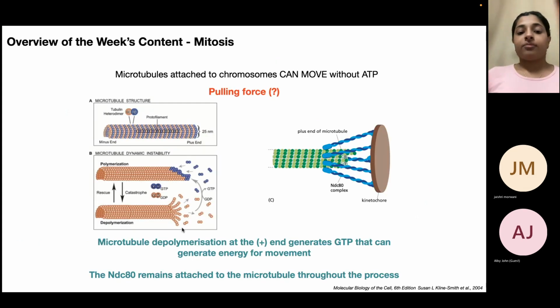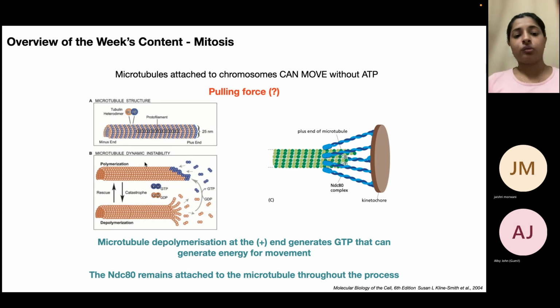However, scientists also observed that even in the absence of ATP, the microtubules can move these chromosomes. So there is again some crucial pulling force that we are missing, and they identified this to be two very crucial properties of the microtubule in itself. The first one is that the microtubule is extremely dynamic. This is what I was mentioning previously, because the NDC80 complex attaches to the lateral region and not to the end of the microtubule.